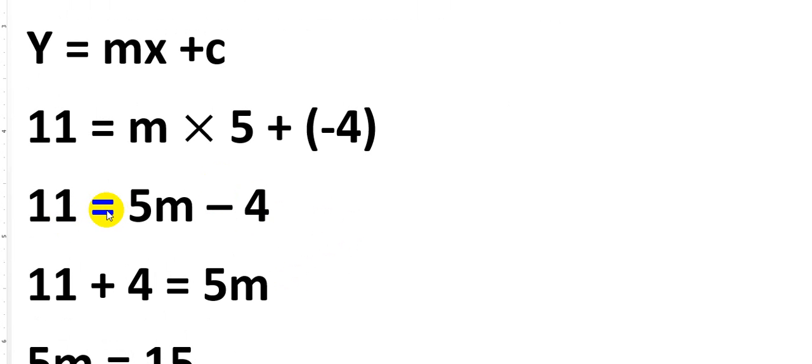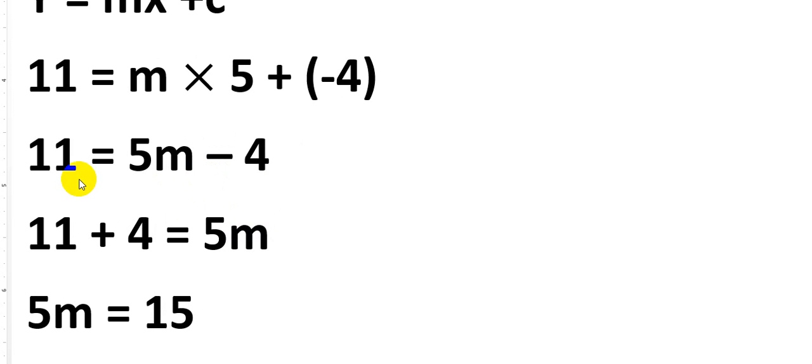So 11 equals m multiplied by 5, which means 5m. m multiplied by 5 or 5 multiplied by m gives the same result, which is 5m. Then you can see there are two operators, one is plus and the other is minus, and in between we find the bracket, which represents the product, in other words the multiplication. So I must multiply plus with minus. We know plus multiplied by minus gives minus. So minus 4. My next step would be 11 equals 5m minus 4.